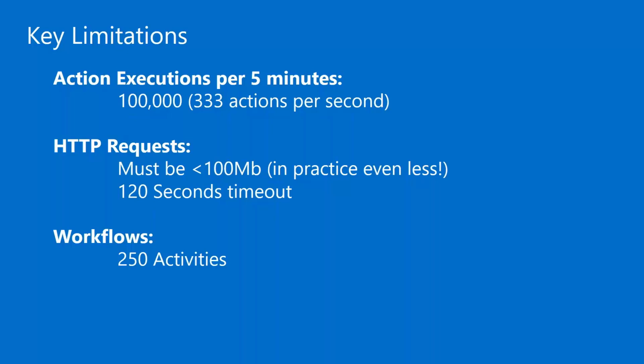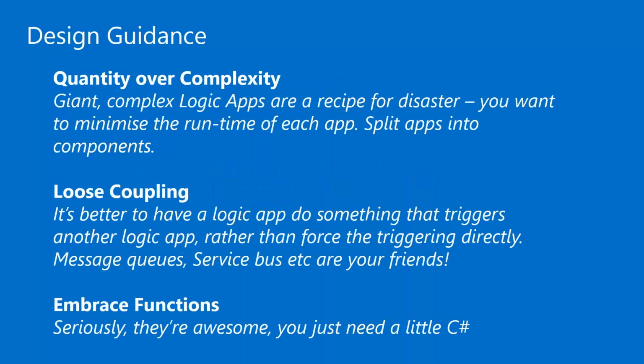And a single workflow, a single logic app, can only have 250 actions. If you get to more than 250 actions, you're kind of doing things wrong anyway. And on that note, a little bit of design guidance in terms of how we tend to build things, the approach that we have to it. So quantity over complexity is a massive thing for me. If you get to the point where your logic app is this huge behemoth that's getting near 250 actions, you can just logically slice that up into several smaller apps.